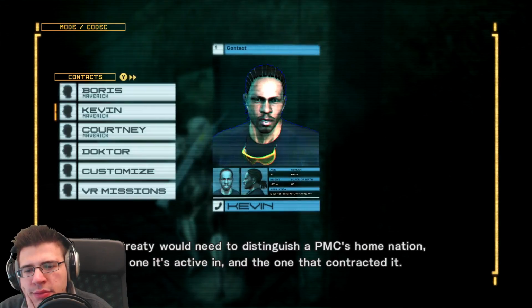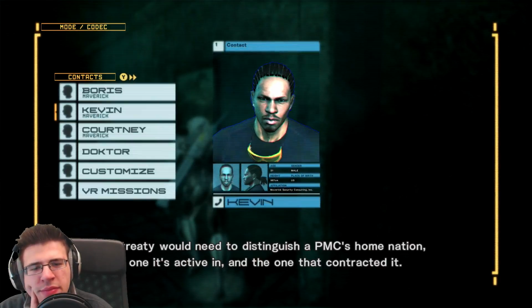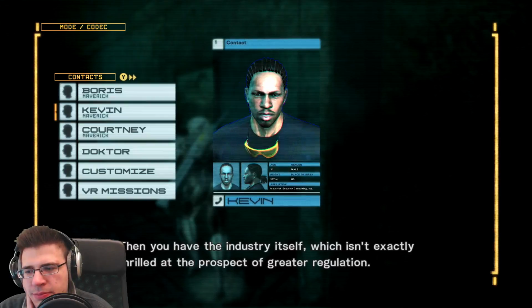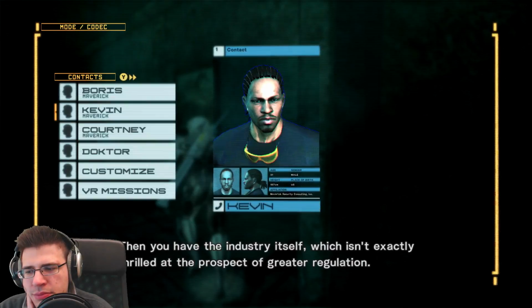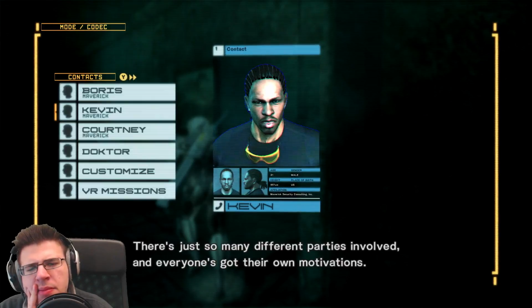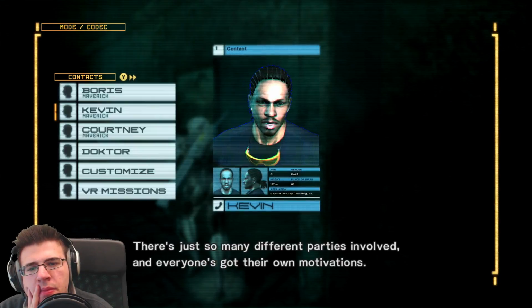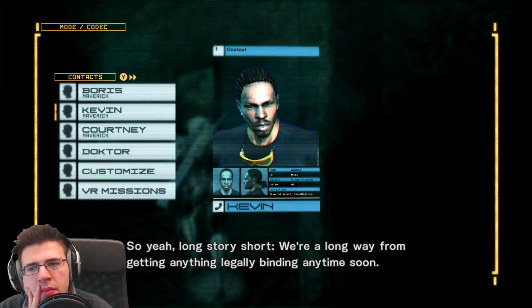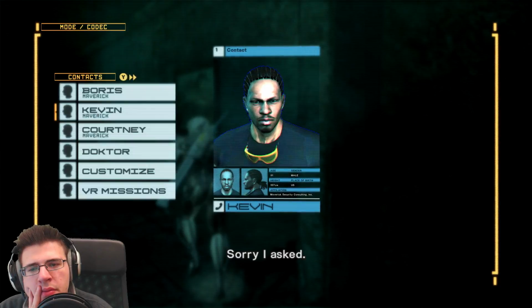A treaty would need to distinguish a PMC's home nation, the one it's active in, and the one that contracted it. Then you have the industry itself, which isn't exactly thrilled at the prospect of greater regulation. There's just so many different parties involved, and everyone's got their own motivations. So yeah, long story short, we're a long way from getting anything legally binding anytime soon. Sorry I asked.